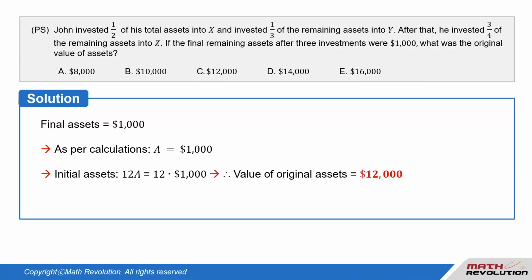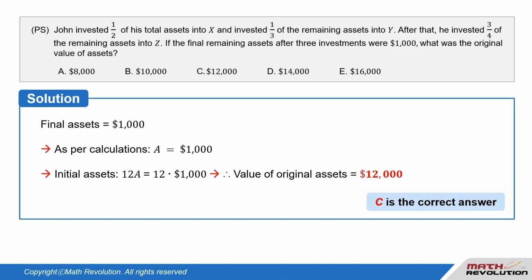It is given that the final assets remaining are $1,000, which is equal to A, according to our calculations. So, the original value of assets 12A will be equal to 12 times $1,000, which equals $12,000. So, C is the correct answer.